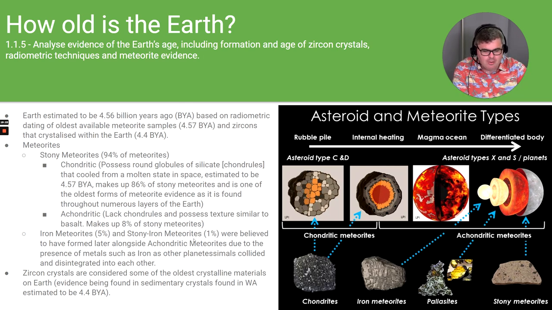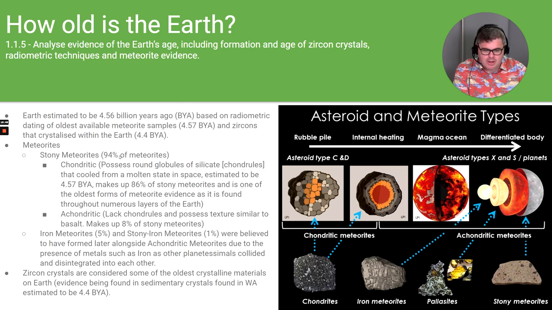Now, iron meteorites and stony iron meteorites were believed to have formed alongside the achondritic meteorites, due to the presence of metals such as iron, as other planetesimals collide and disintegrate with each other. Iron was actually formed in a supernova several billion years before the Earth formed, and when it was scattered outwards into the rest of the galaxy, many of them actually landed here.